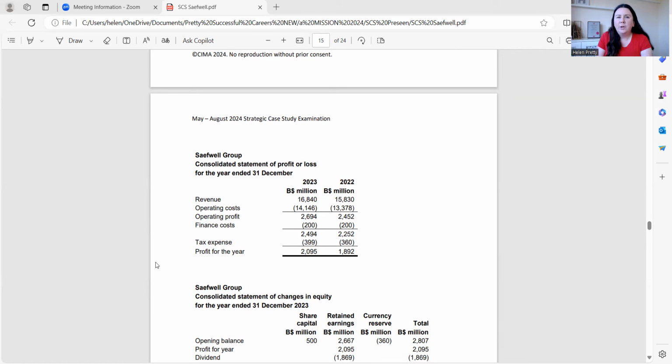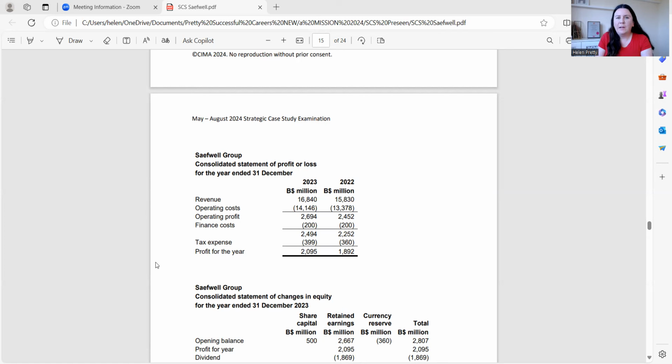In 2022, our revenue was 15,830. Our operating costs were 13,378. In 2022, our operating profit was 2,452. Our finance costs were 200. Our tax expense was 360. And for 2022, our profit in the year was 1,892.